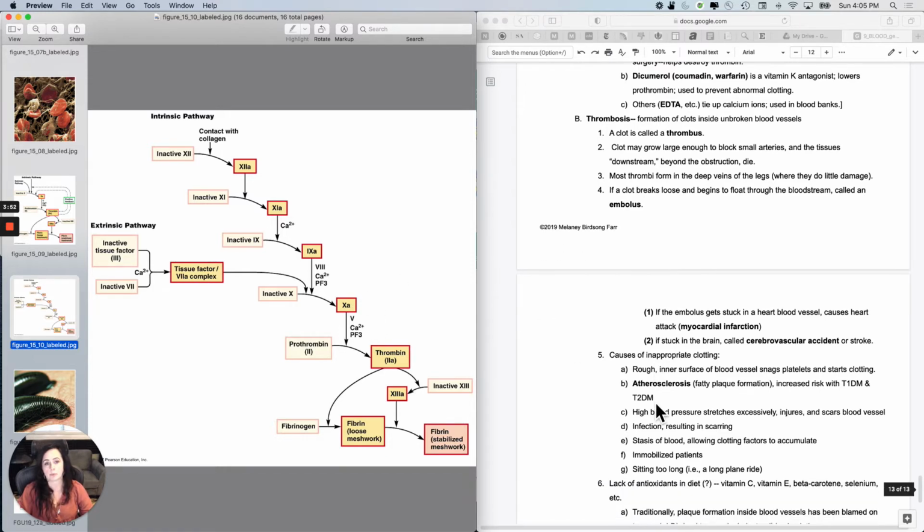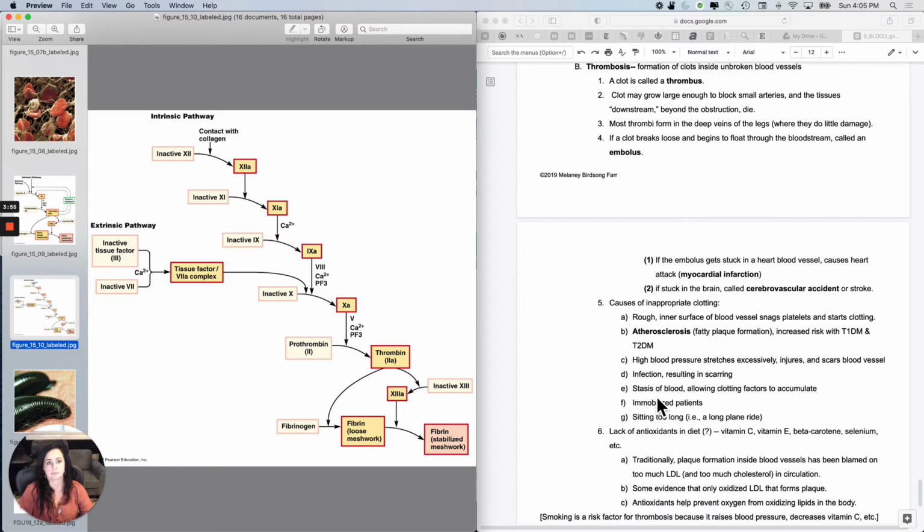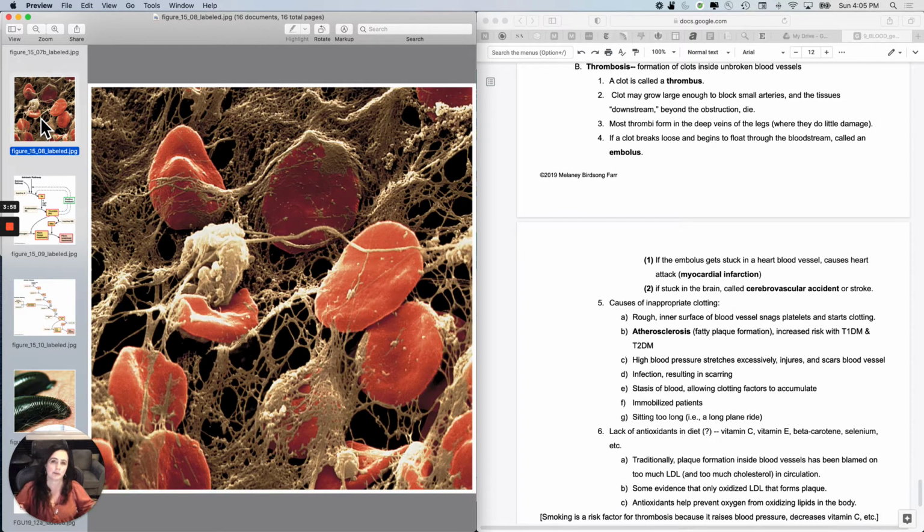And then what about inappropriate clotting? We know that occurs. This is the formation of a clot inside an unbroken blood vessel. This is an oopsie. Why do these occur? How can you prevent them? What predisposes you to them? So when a clot forms, it's called a thrombus. Thromb always means clot. And the problem with clot formation is that if a clot is big enough, if the blood is flowing this direction and a clot forms here, it's going to cut off blood flow to anything downstream. And if that tissue is dependent on aerobic cellular respiration, the cells there can die.